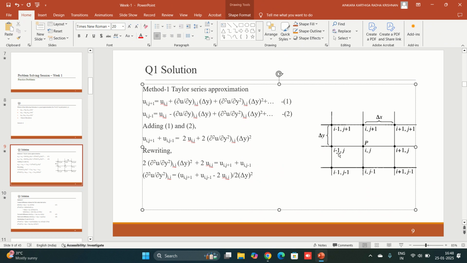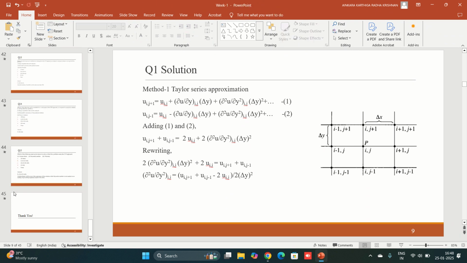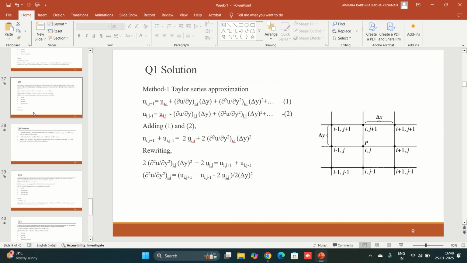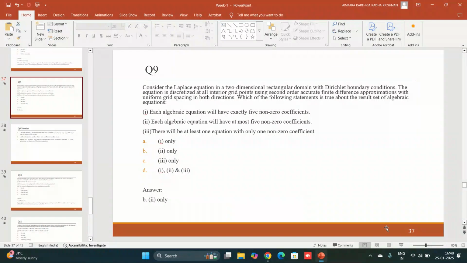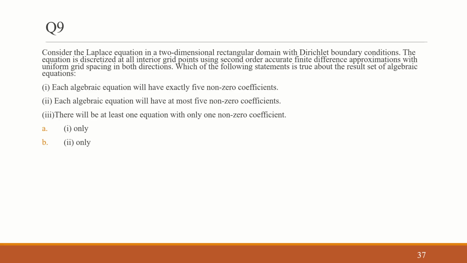And here, for the similar case in the x direction, we have i minus 1, i plus 1. So we have 1, 2, 3, 4 and 5. So the maximum it can be is 5, but depending on the boundary, it can reduce as well. That is why we are saying at most it can be 5. So it can have a maximum of 5 non-zero coefficients only.